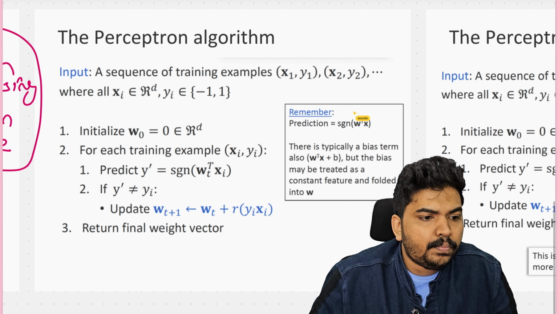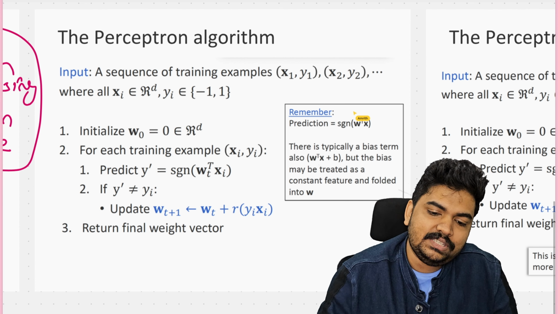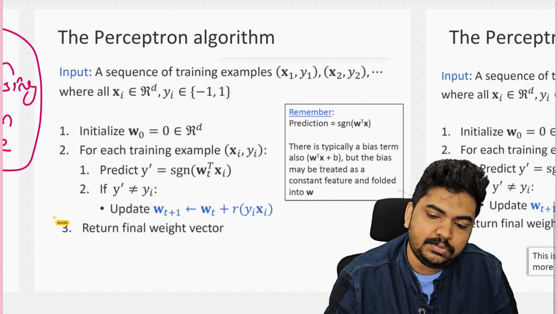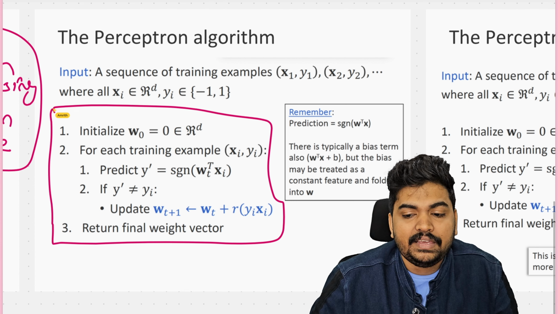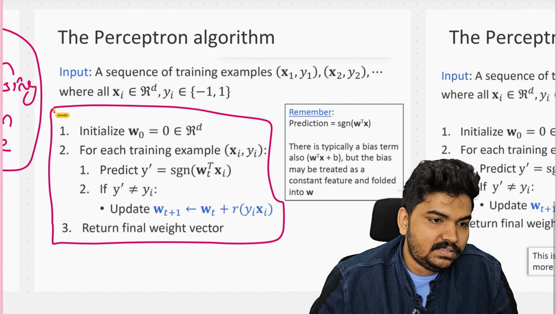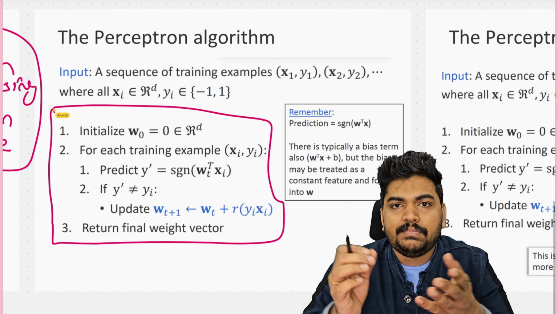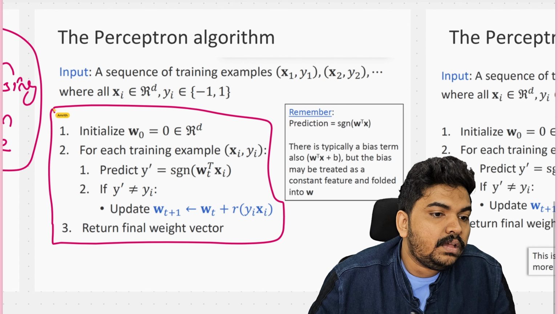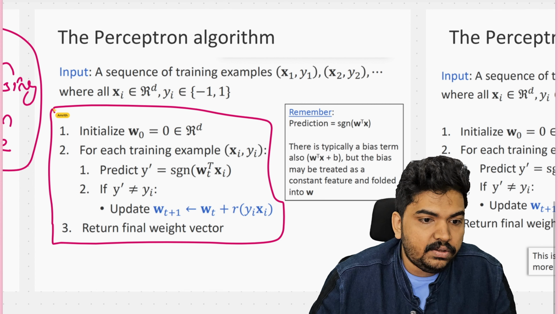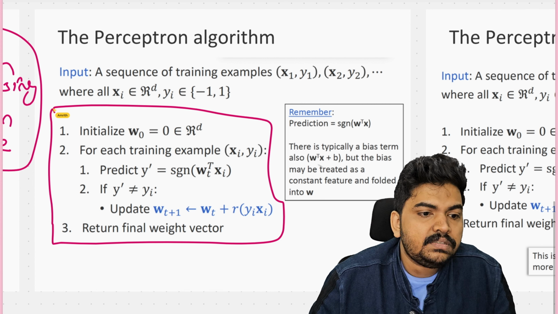Now you might be surprised that the whole algorithm fits into a single slide. It's just these 3 steps, or maybe a total of 5 steps including the sub steps, and it neatly fits into the single slide. So anyway, let's look into the algorithm in more detail. The input to the algorithm is a sequence of training examples.